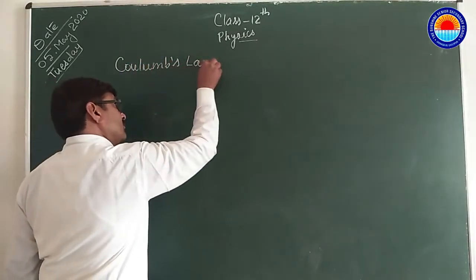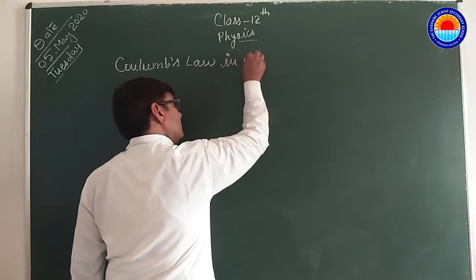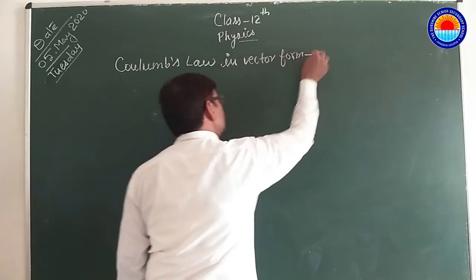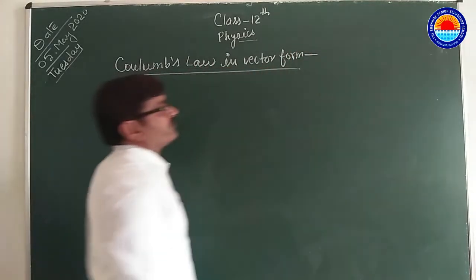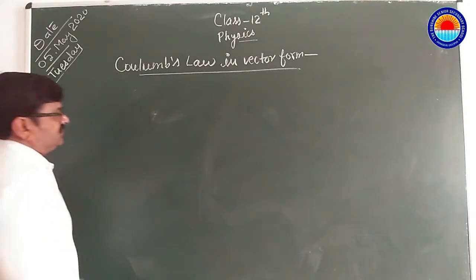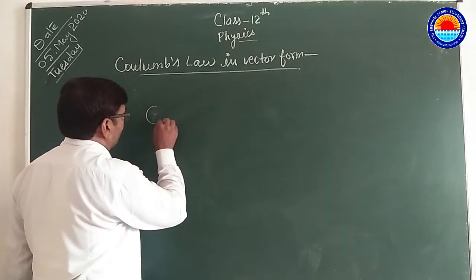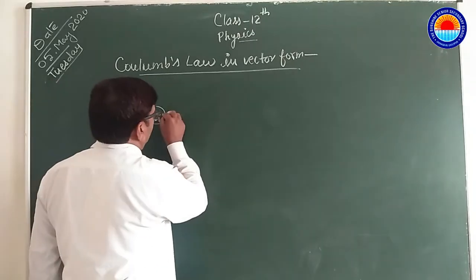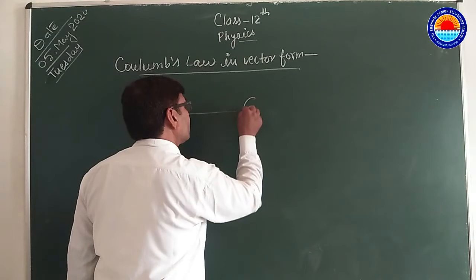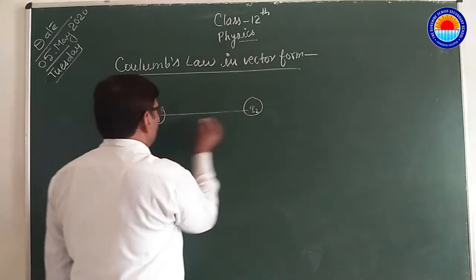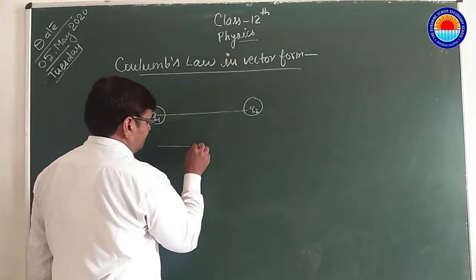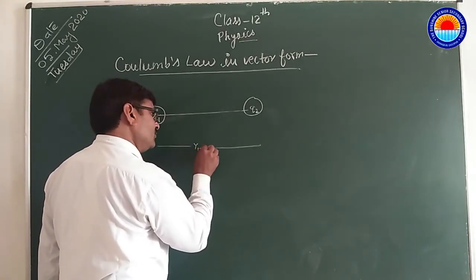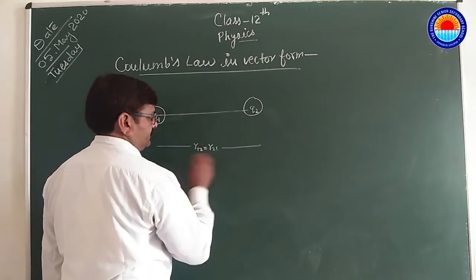Coulomb's law in vector form. Two charges, Q1 and Q2, are placed at a certain distance r, which is from R1 to R2.